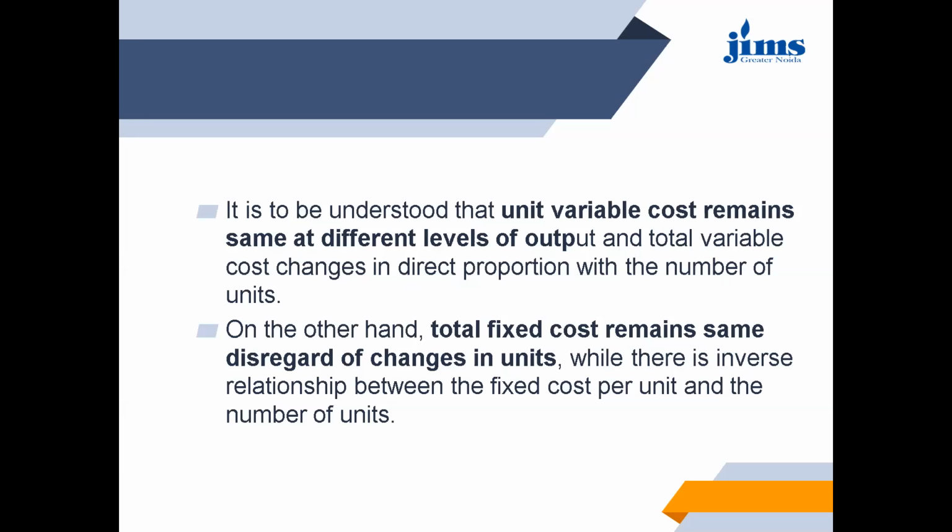So a unit variable cost remains the same at different levels of output, and total variable cost changes in direct proportion with the number of units. The total fixed cost remains the same irrespective of the change in units, while there is an inverse relationship between fixed cost per unit and number of units.